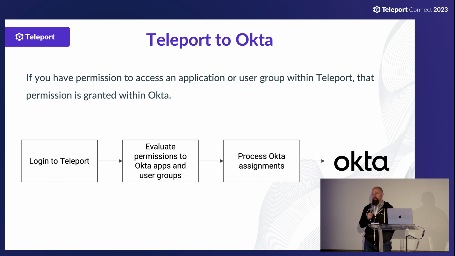As an example, if I were to log in to Teleport and I was just recently granted access to an Okta application within Teleport, on login, this assignment would be created and then processed by the Okta service, which would then say, oh, Mike has access to Okta application ServiceNow or Salesforce. And then via the API, I would be granted explicit access to that application. Additionally, the same goes for user groups.